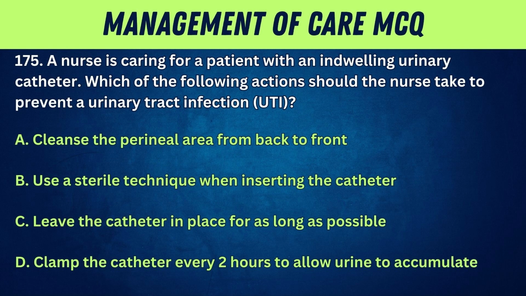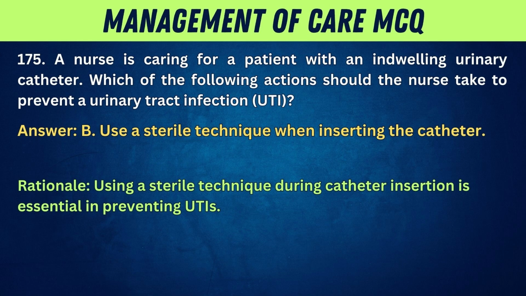175. A nurse is caring for a patient with an indwelling urinary catheter. Which of the following actions should the nurse take to prevent a urinary tract infection, UTI? A. Cleanse the perineal area from back to front. B. Use a sterile technique when inserting the catheter. C. Leave the catheter in place for as long as possible. D. Clamp the catheter every 2 hours to allow urine to accumulate. Answer. B. Use a sterile technique when inserting the catheter. Rationale. Using a sterile technique during catheter insertion is essential in preventing UTIs.